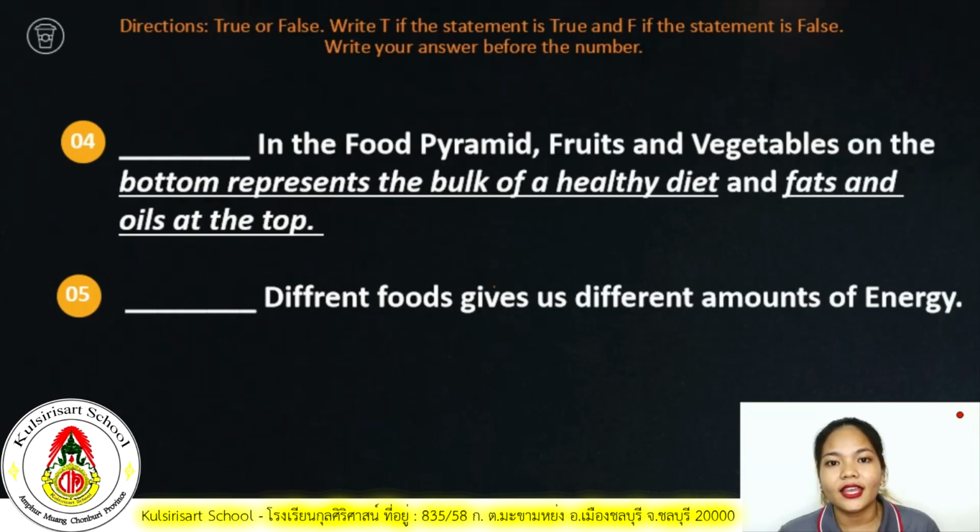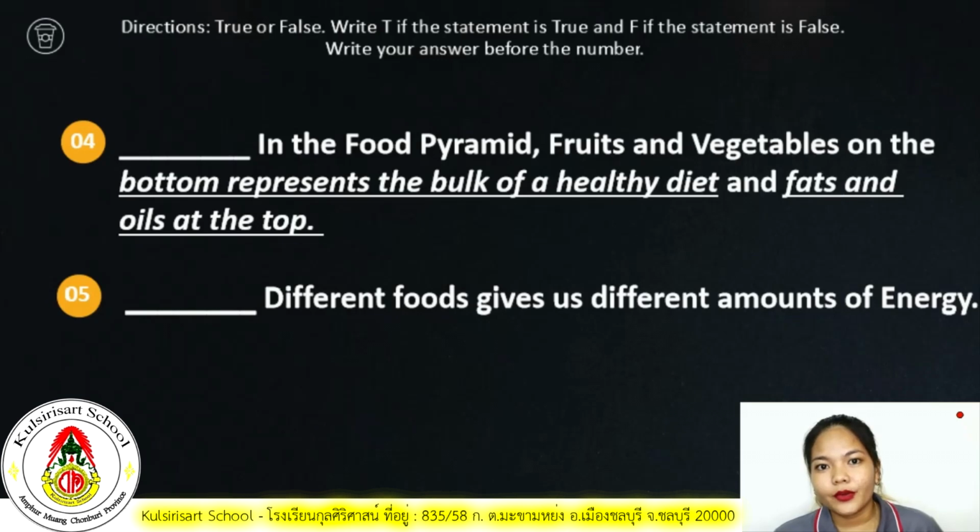So for number 4, in the food pyramid, fruits and vegetables on the bottom represent the bulk of a healthy diet, and fats and oils at the top. Again, in the food pyramid, fruits and vegetables on the bottom represent the bulk of a healthy diet, and fats and oils at the top.